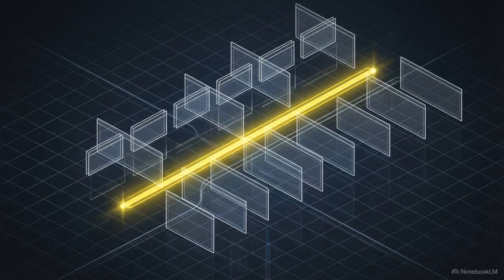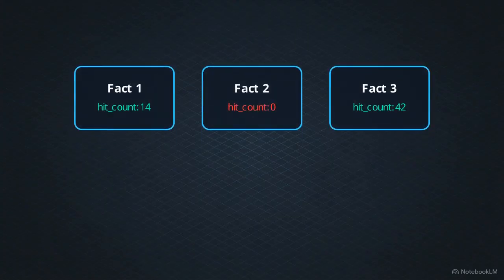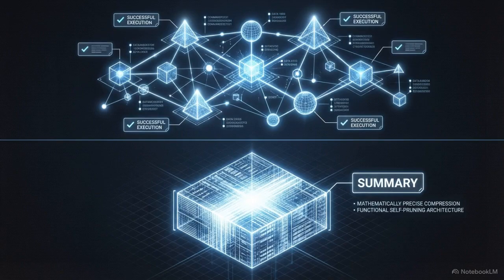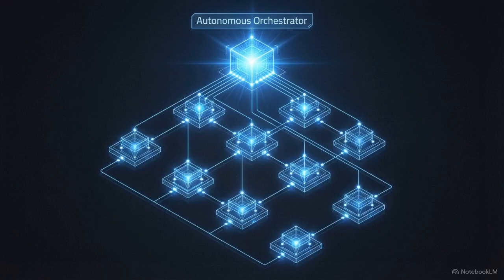The system runs a background context garbage collector. If a fact maintains a hit count of 0 for 30 consecutive days, it is flagged as cold and archived into a compressed summary. Memory is a self-pruning environment. Only the most operationally useful context survives long-term.